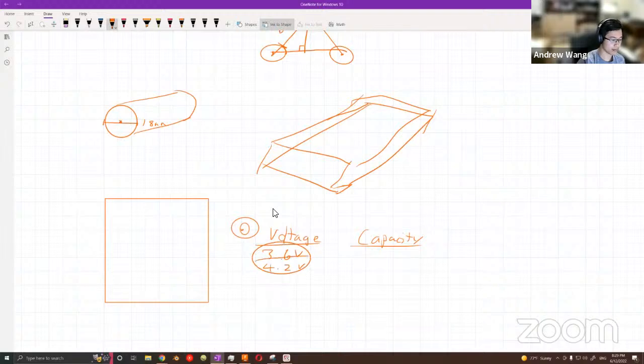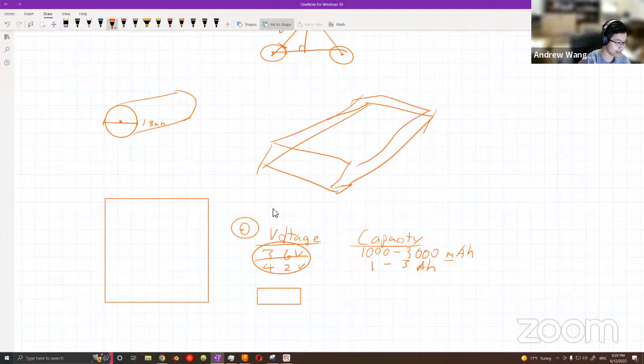And our capacity usually ranges from 1,000 to 3,000 or even 5,000 nowadays milliamp hours, which is really just 1 to 3 amp hours, since milli is 1,000. All right, so we have these numbers, and if we connect things in series, let's say this is a battery, we have plus, minus, plus, minus, like that.